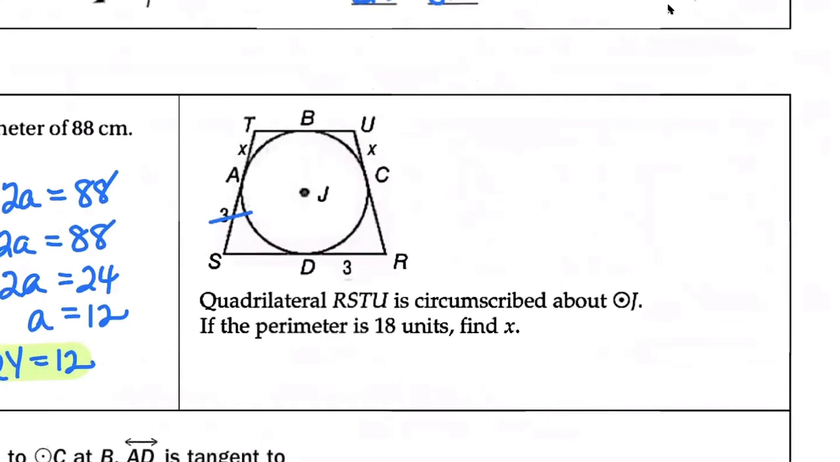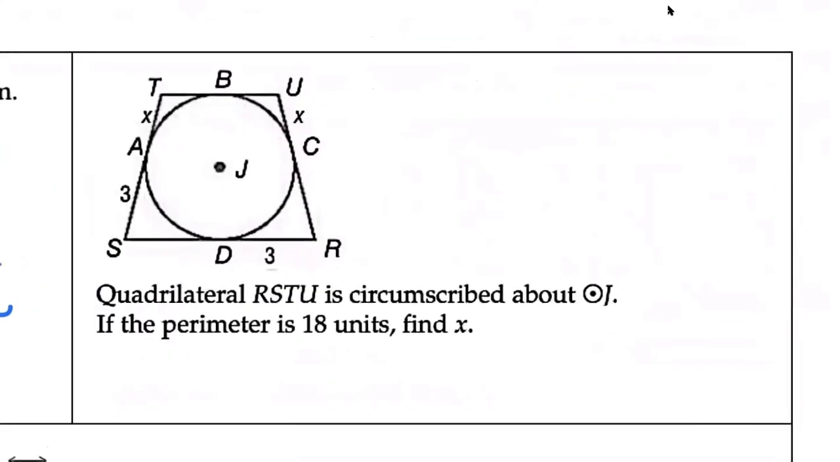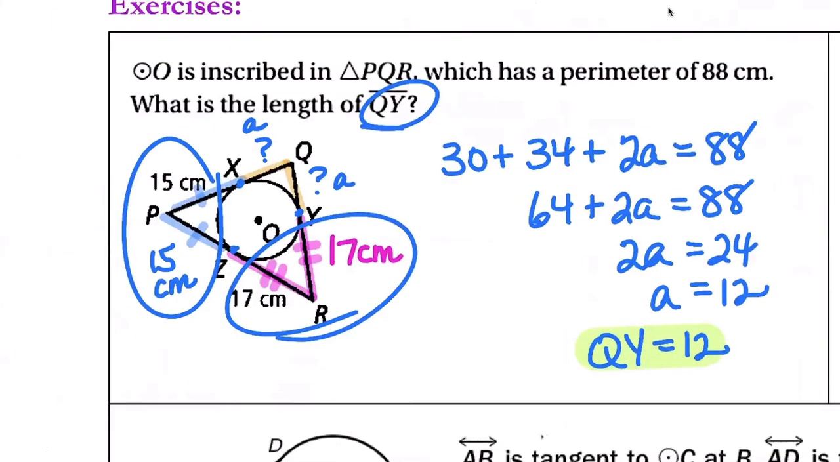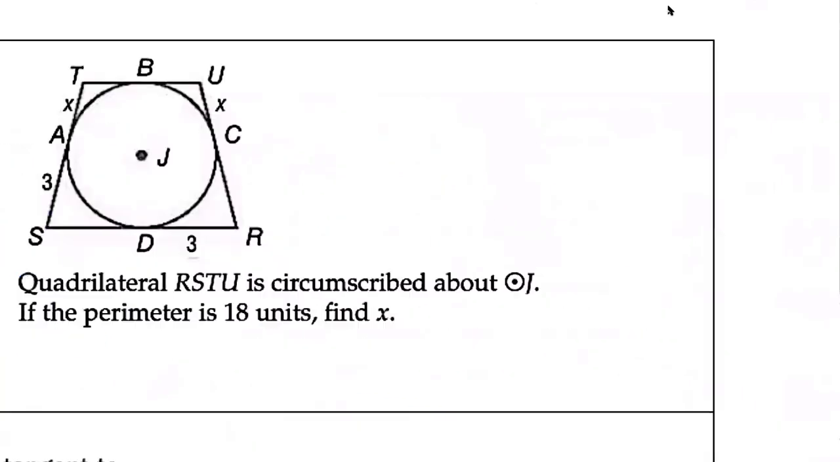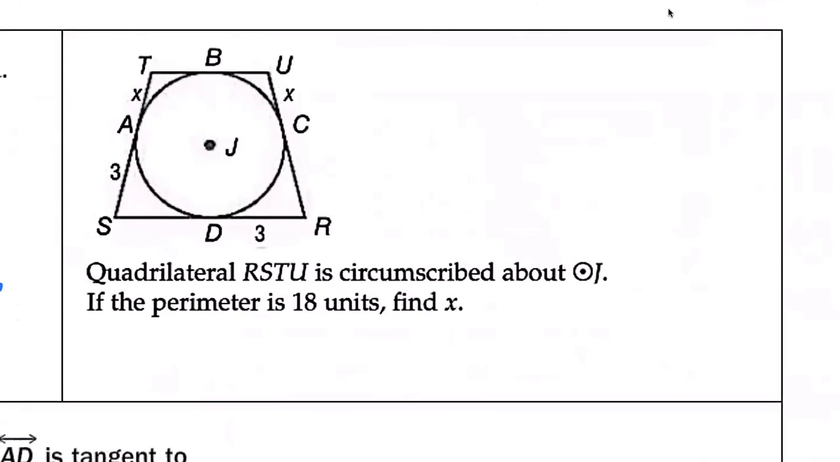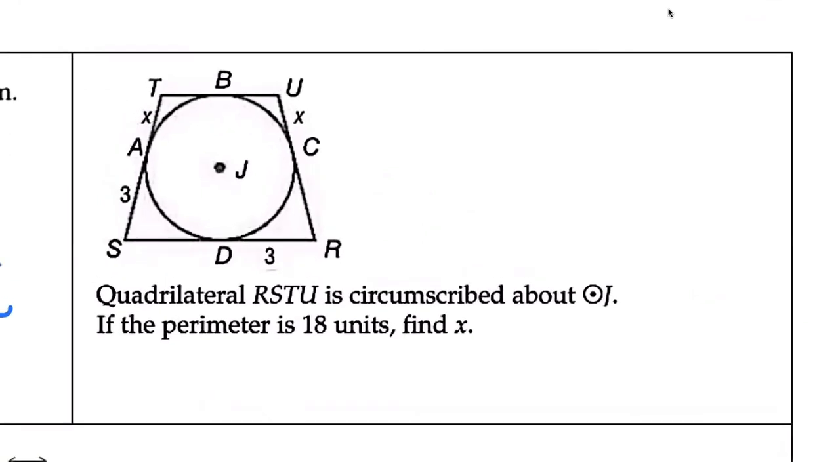Okay, next problem. This time we have a quadrilateral, but it's still the same exact idea. When they say a circle is inscribed, they're telling you that those are tangents. And circumscribed around the circle means that the segments are tangents also. So we have points of tangency that are going to create congruent segments.